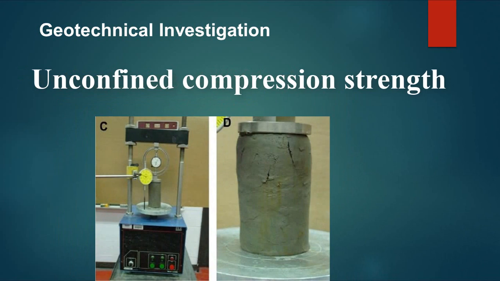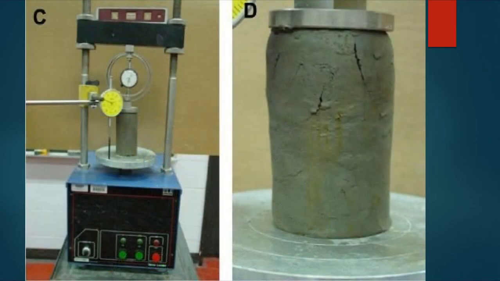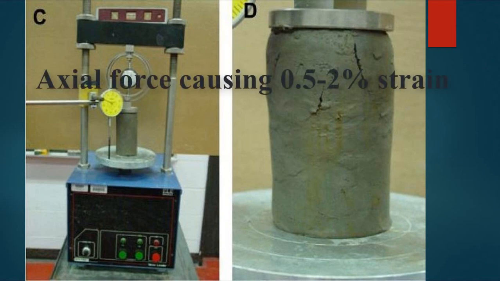Unconfined compression test. This test is used to determine unconfined compression strength for cohesive soil. It shall be carried out according to ASTM D2166. In this test, the specimen should have a cylindrical shape with ends perpendicular to the longitudinal axis of the sample. The specimen shall be loaded with axial force, causing an axial strain of 0.5 to 2%. Several measurements shall be recorded for load, deformation, and time.